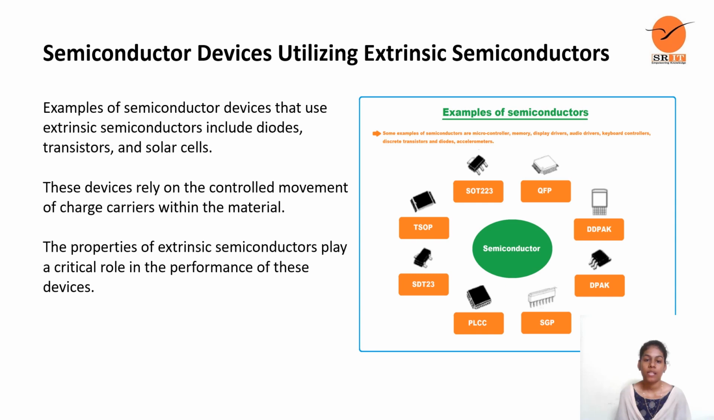Semiconductor devices utilizing extrinsic semiconductors. Examples of semiconductor devices that use extrinsic semiconductors include diodes, transistors, and solar cells. These devices rely on the controlled movement of charge carriers within the material. The properties of extrinsic semiconductors play a crucial and important role in the performance of these devices, and this is the picture of the example of semiconductors.